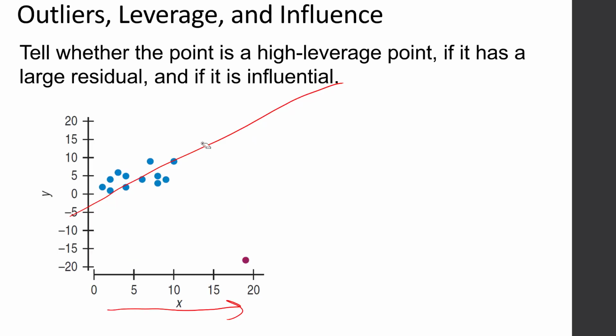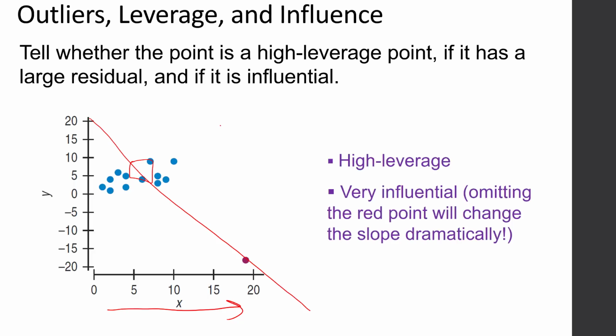And so a computer package is going to try to find the line that minimizes those, and it's probably going to follow that point, because putting all these little squares in here isn't as bad as putting that one big gigantic square in. So we're going to say that this point is influential. If I removed it, it would likely change my regression model. So high leverage and very influential.